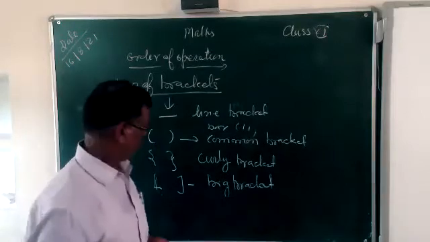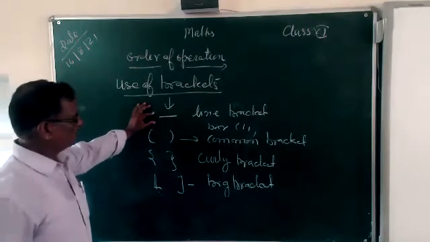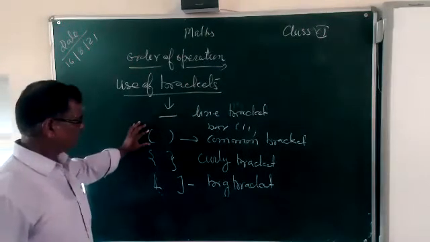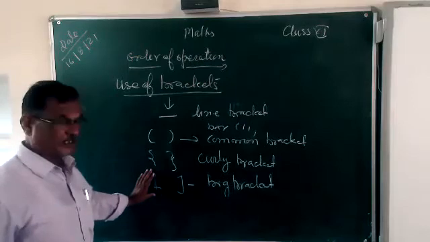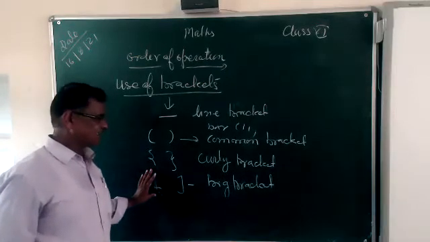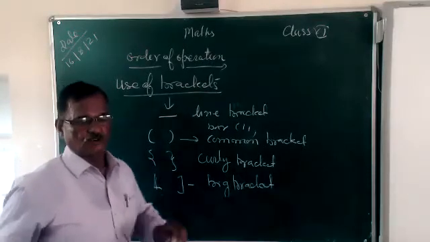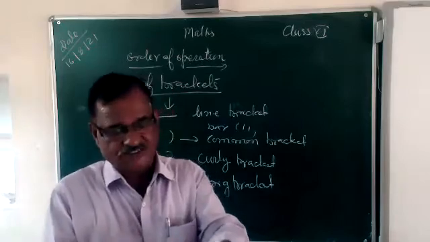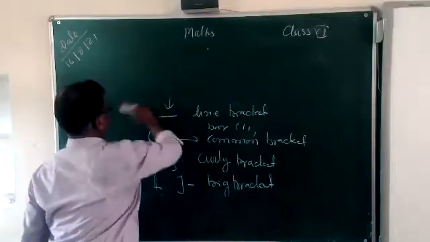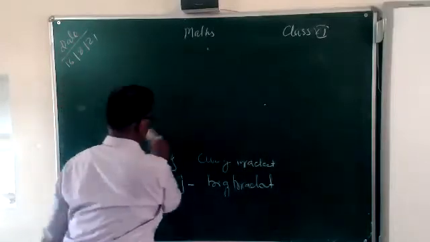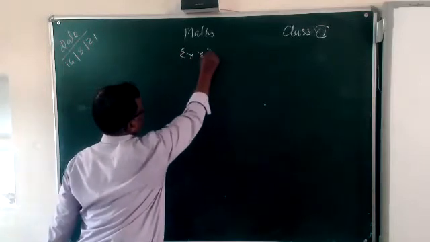Now see how we can remove the brackets. First you have to remove the bar bracket, and then the common bracket or small bracket, and then the curly bracket. At last, the square bracket or big bracket is removed. So this becomes clear with the given exercise questions. See, Exercise 3.1.